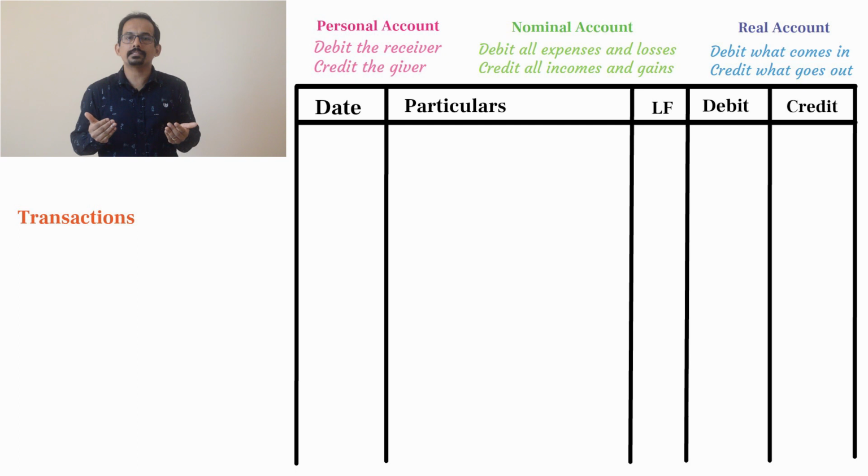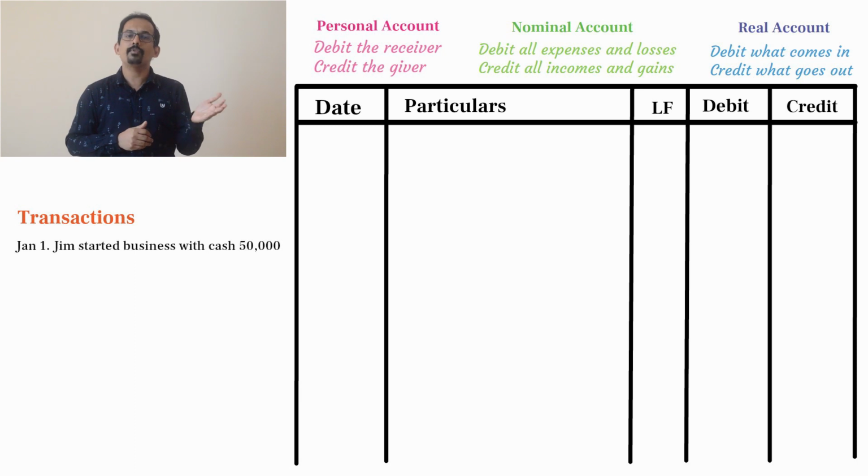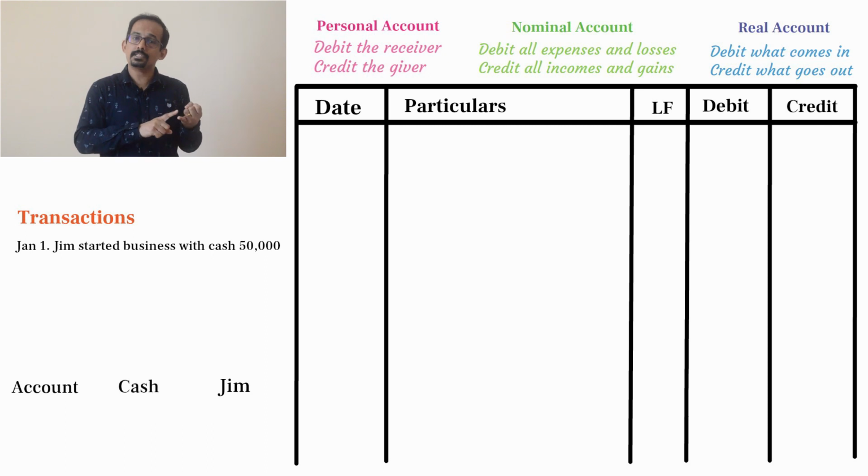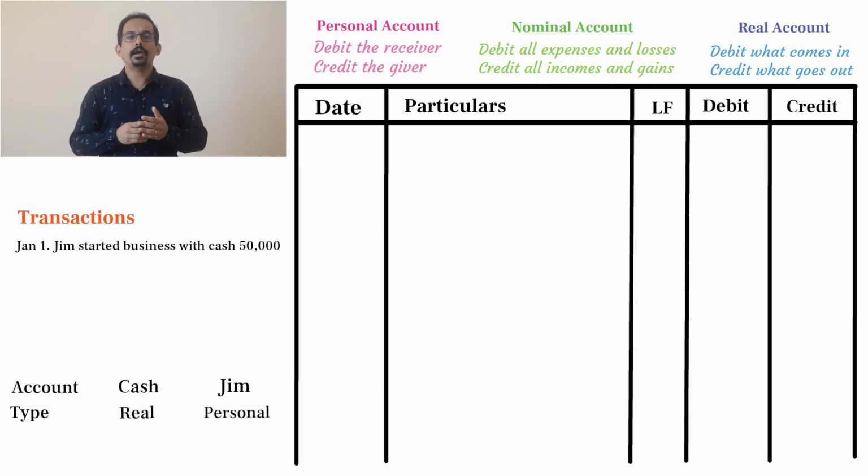Now let's see a few transactions and how the journal entry is entered into the journal book. January 1. Jim started business with cash 50,000. The first step is identification of the accounts. Here Jim is one account and cash is another account. Jim is a natural person falling under the personal account category, and cash is a material asset of the company falling under the real account category.